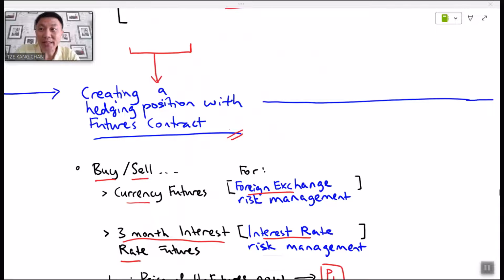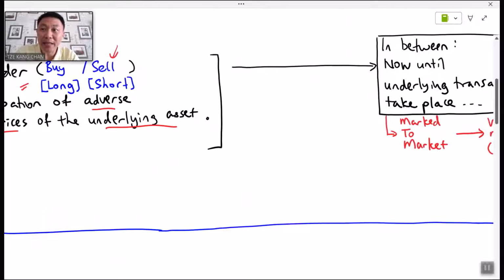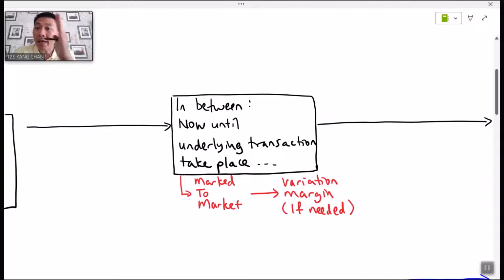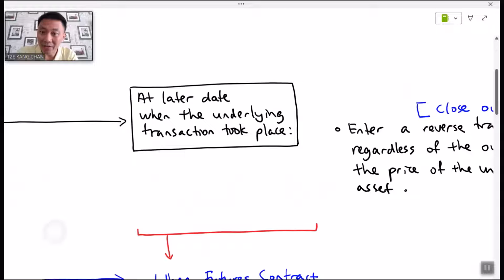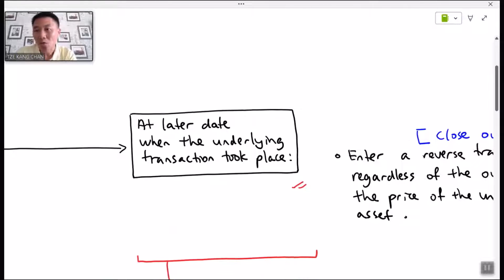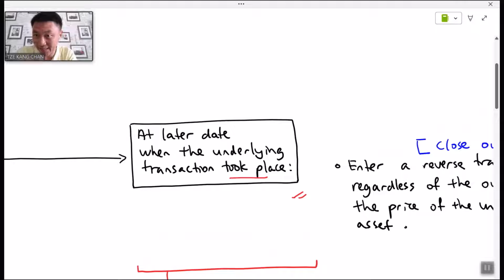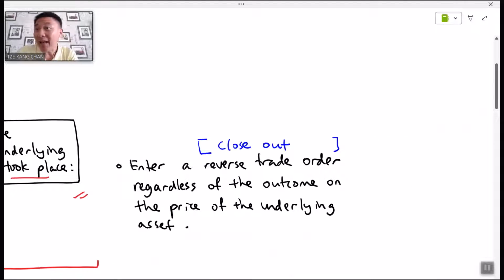So guys, once the futures position has been created and opened, what's next? As we mentioned in the earlier part of the video, between now and when the transactions take place, there will be the process of mark-to-market, which is not the main part of this video, but is already covered in the first part of the video. What happens after this is that at a later date, when the underlying transactions take place, the hedger, which is the company, will need to enter a reverse trade order, which is called the close-out action.